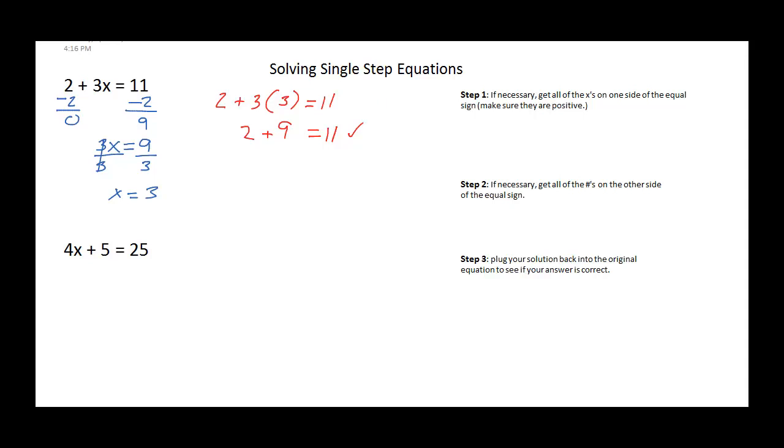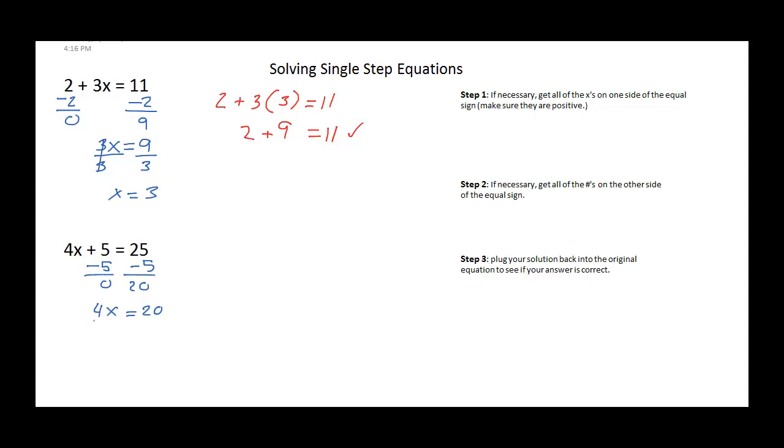Okay, now that you've had a chance to work your way through that problem, let's go ahead and use the same directions we did before. I want to isolate that x, so I'm going to get rid of this positive 5 by subtracting 5. And I'm going to do the same thing on the right side. And that's going to leave me with 20. So my new equation is 4x equals 20.